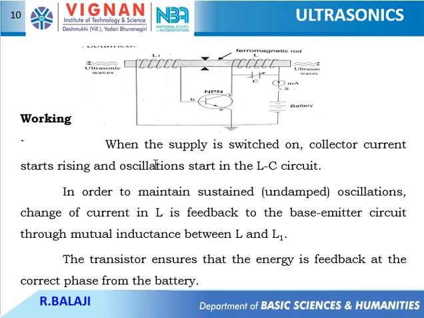Working. When supply is switched on, the collector current starts rising and oscillations start in the LC circuit. In order to maintain sustained oscillations, the change of current in L is fed back to the base emitter circuit through mutual inductance between L and L1. So whenever it is fed back, this amplifier circuit acts as an oscillatory circuit. The transistor ensures that the energy is fed back at the correct phase from the battery.